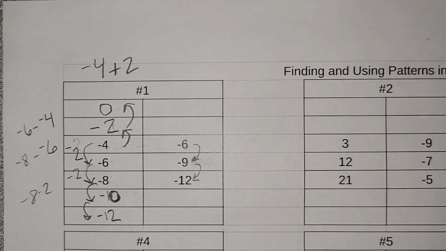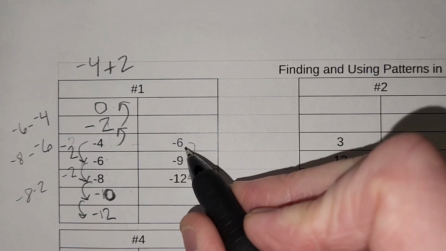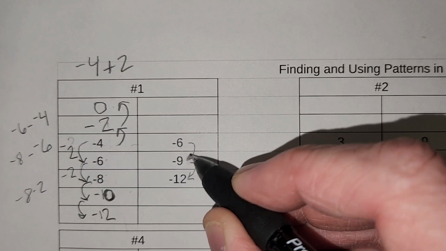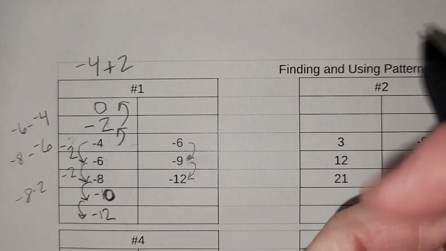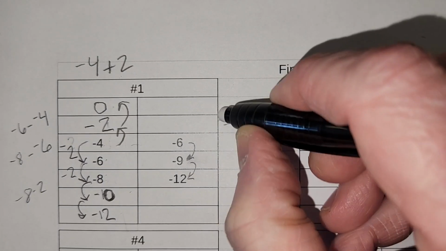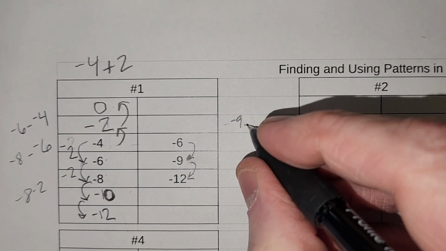All right, so let's look at this other side here. So we want to know how to get from -6 to -9. So we would plug in -9 minus -6.